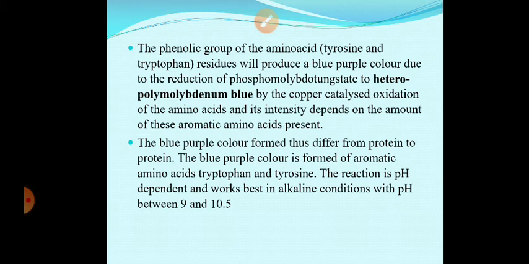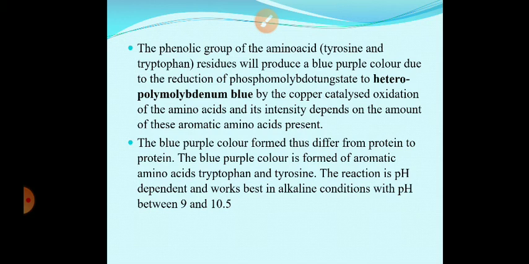So the blue color is formed due to the reduction of Folin-Ciocalteu reagent, that is phosphomolybdotungstate, into heteropolymolybdenum blue by the copper catalyzed oxidation of amino acids. The intensity of the blue-purple color depends upon the amount of aromatic amino acids present in the protein, that is the amount of tyrosine and tryptophan. The more aromatic amino acids present in the protein, the more intense the color.